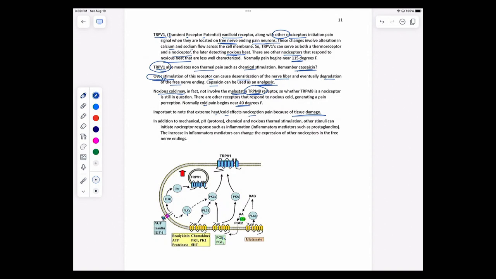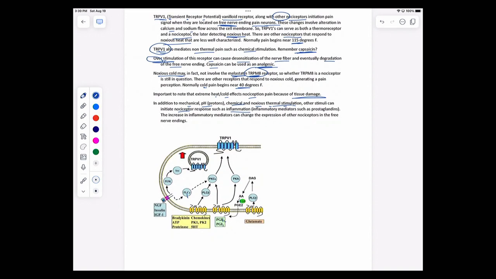So in addition to mechanical issues that could be causing pain, or pH or protons, acid would cause pain, chemical again would cause pain, noxious thermal stimulation. Again, noxious thermal stimulation means pain. Other stimuli can initiate nociceptors in response, such as inflammation. And this is what I kind of want to focus on for the rest of this block here. We all know that if tissue is inflamed, it hurts.